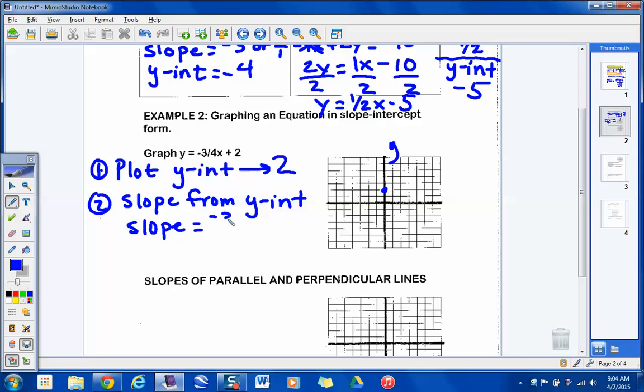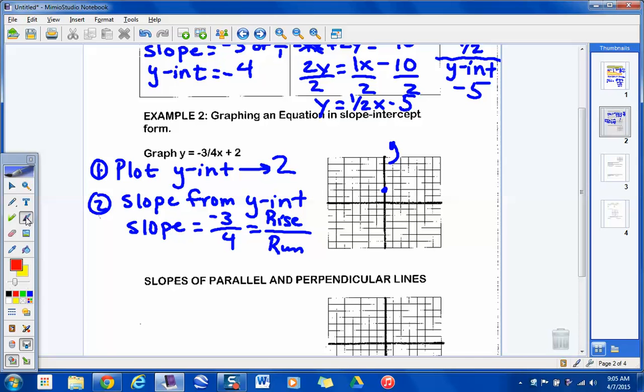Negative 3 over what? 4. Okay, so what this means is this. From the y-intercept, you're going to rise what value? And then you're going to run, well, it would rise negative. So does that mean I'm moving up or falling down? And then I'm going to run to the right, how much? Check it out, guys. This is saying slope, negative 3/4. It means from your y-intercept, rise negative 3. Go down 3 units and then run to the right 4 units.